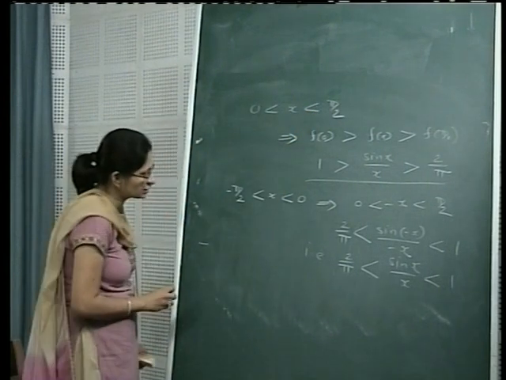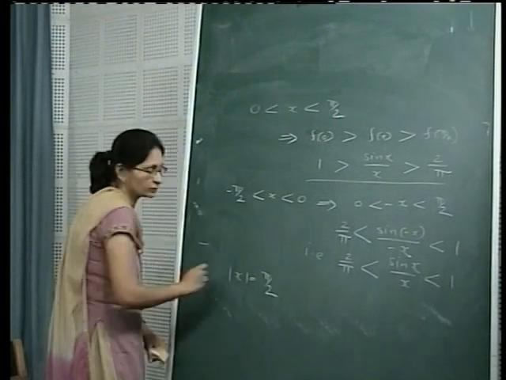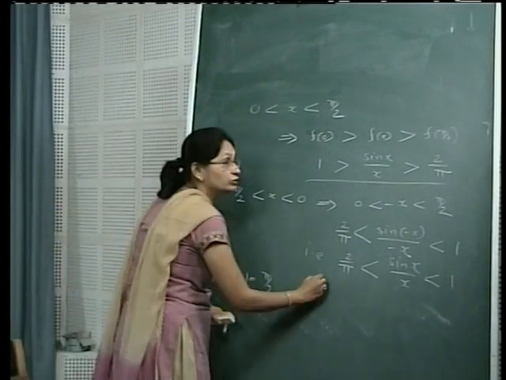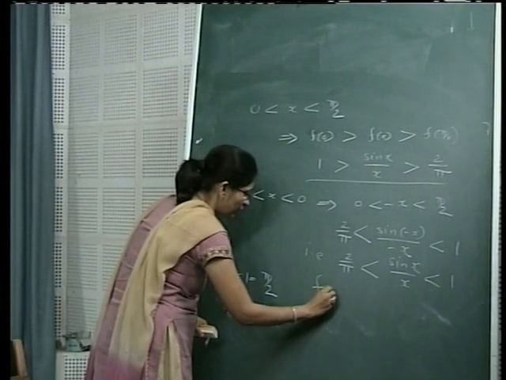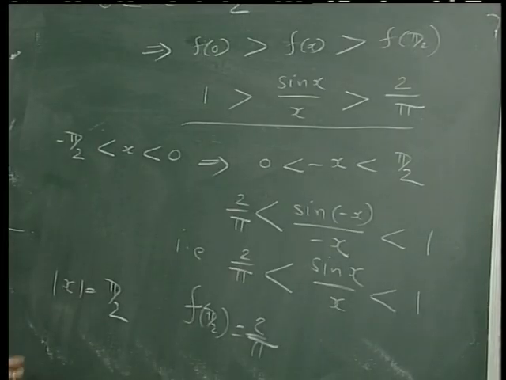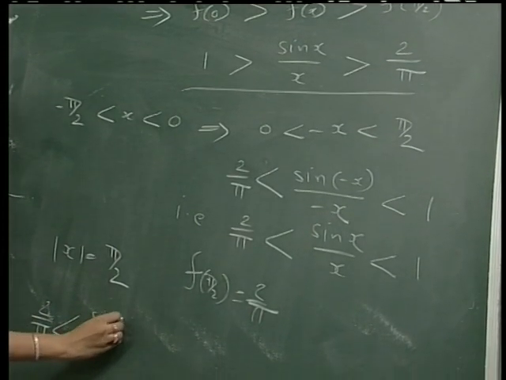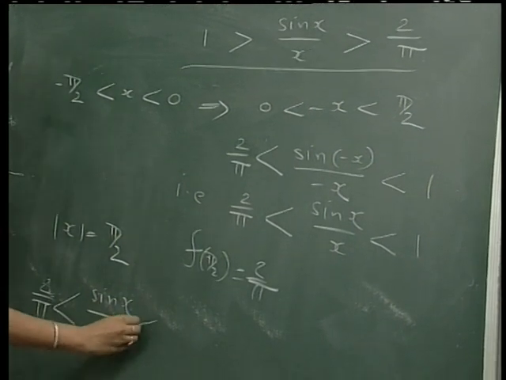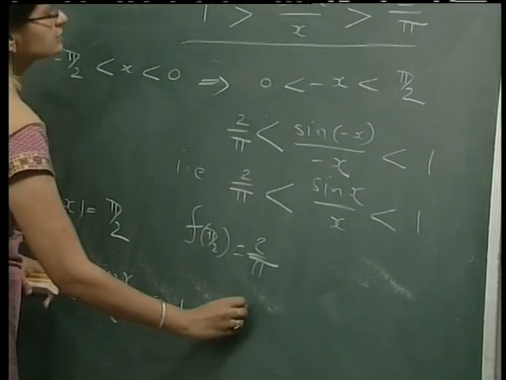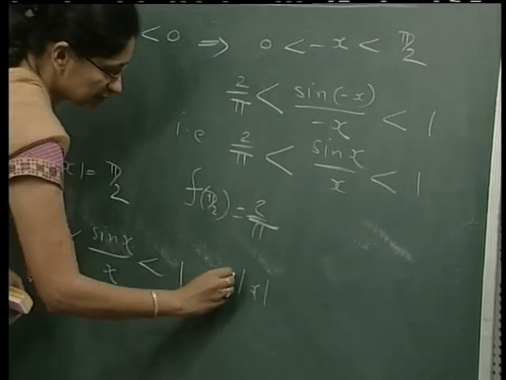Now at mod x equal to pi by 2, f x is equal to f pi by 2, which is equal to 2 upon pi, and so we write this result: 2 upon pi is less than sine x upon x is less than 1 for mod x less than or equal to pi by 2.